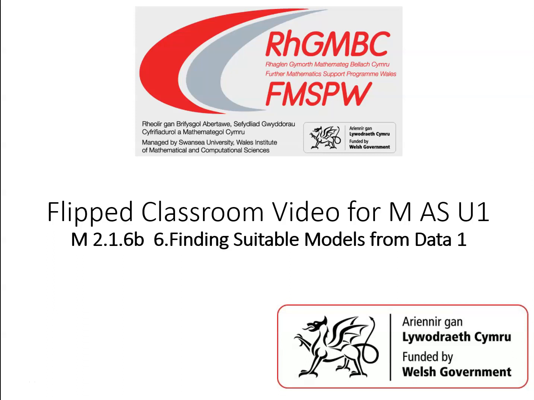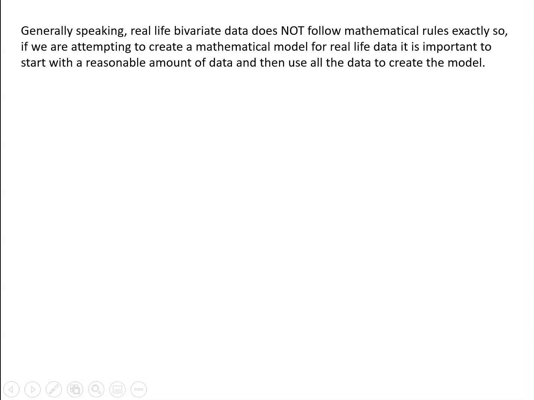In this video, we're going to start the process of trying to find suitable models from sets of data. Generally speaking, real-life bivariate data does not follow mathematical rules exactly. There'll be some degree of error in the figures that we observe. So if we're attempting to create a mathematical model for real-life data, it's important to start with a reasonable amount of data and then to use all the data to create the model.